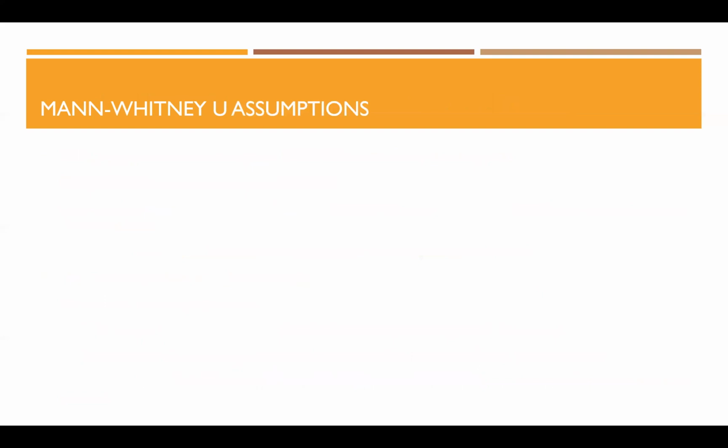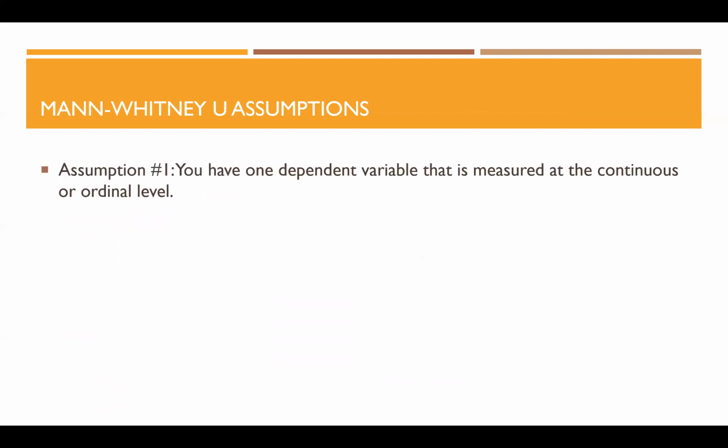So some assumptions, and there's 4 assumptions that are made for Mann-Whitney U, the non-parametric test. First, you have that one dependent variable. You're collecting information on one thing, and that one thing is typically going to be measured either at the continuous level, so it's quantitative continuous, or it's at the ordinal level.